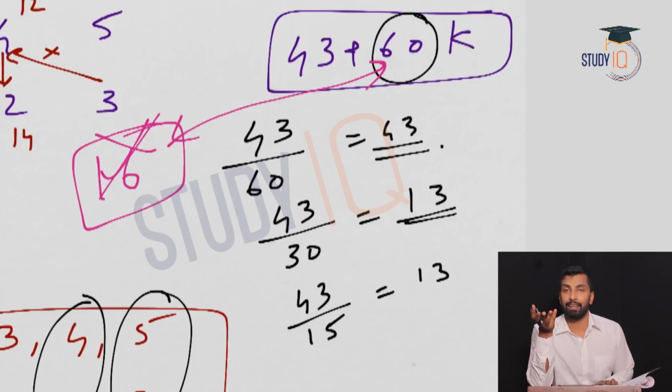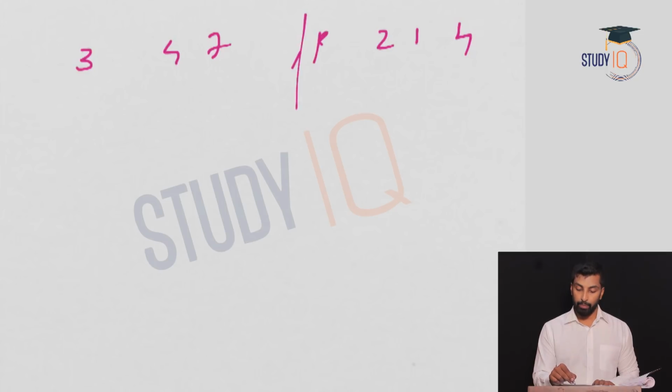If you need one more question, you can just make a question. Okay, so let's make a question. A number when successively divided by 3, 4, 7 leaves remainders 2, 1, 4. So remainders are 2, 1, 4. Divisors are 3, 4, 7. Successively, so what you need to do? You need to write in the order 3, 4, 7, and 2, 1, 4.